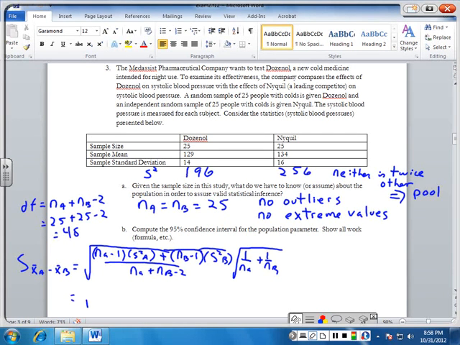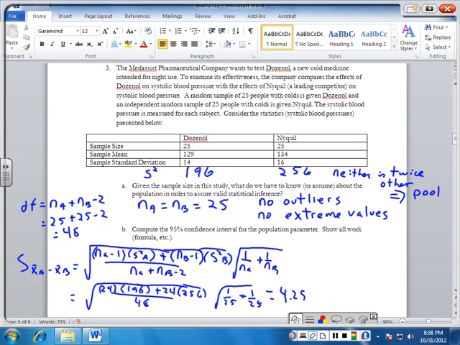So that's equal to the square root of 24 times 196 plus 24 times 256, divided by 48, that's the degrees of freedom, times 1 over 25 plus 1 over 25. And that all comes out to be 4.25. So that's just the standard error.